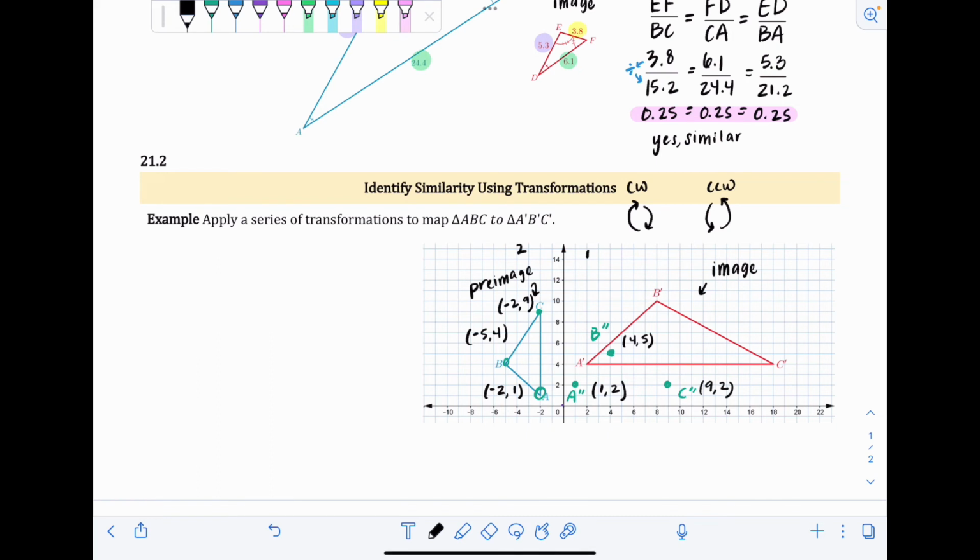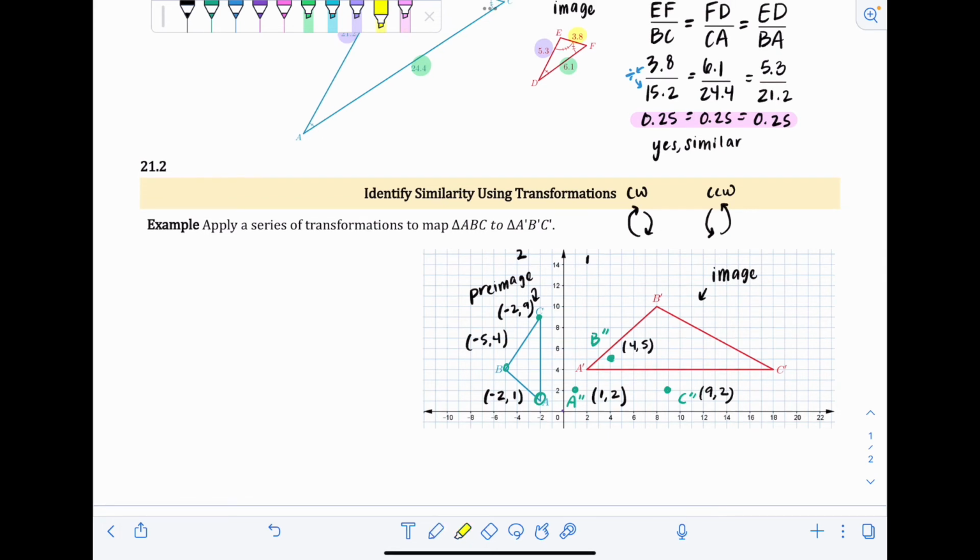Okay, so the X and Y coordinates are switching, and then the Y coordinate is changing from negative to positive. So negative 2, 1 to 1, 2, negative 5, 4 to 4, 5, and negative 2, 9 to 9, 2. So I'm going to connect these now, and now we have a similar object that is definitely below where we need to be. But the main thing is that it's a smaller triangle.